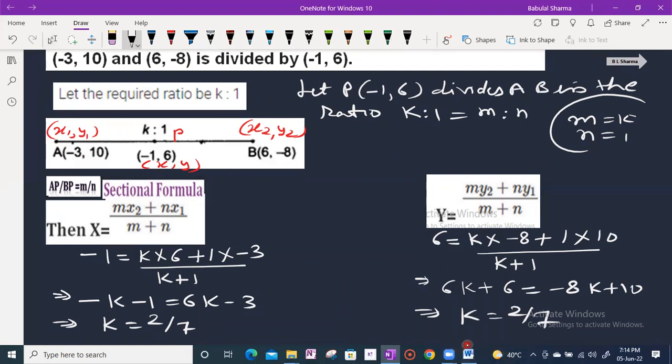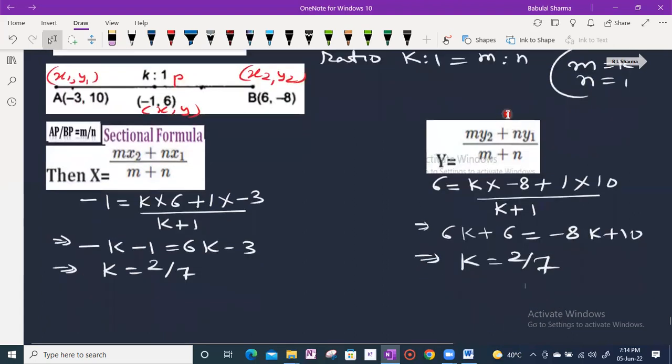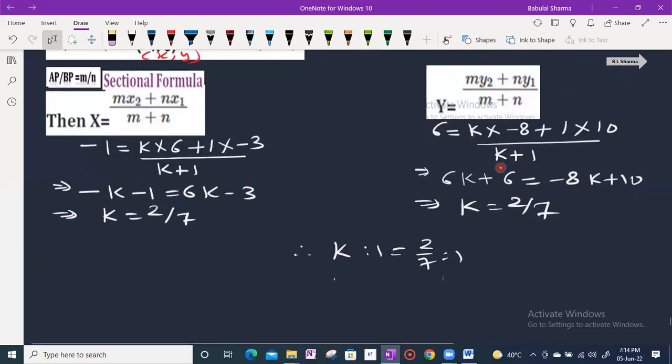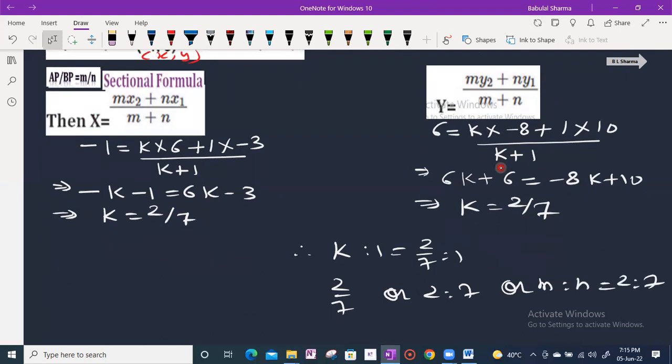So here we find that in both the cases, the value of k is 2/7. So what is the ratio here? The ratio is k is to 1. So m is to 1 is equal to 2/7. Therefore, k is to 1 is 2/7 is to 1, or you can say m is to n is 2:7. तो जो k का रेशियो है, k is to 1 means 2/7.